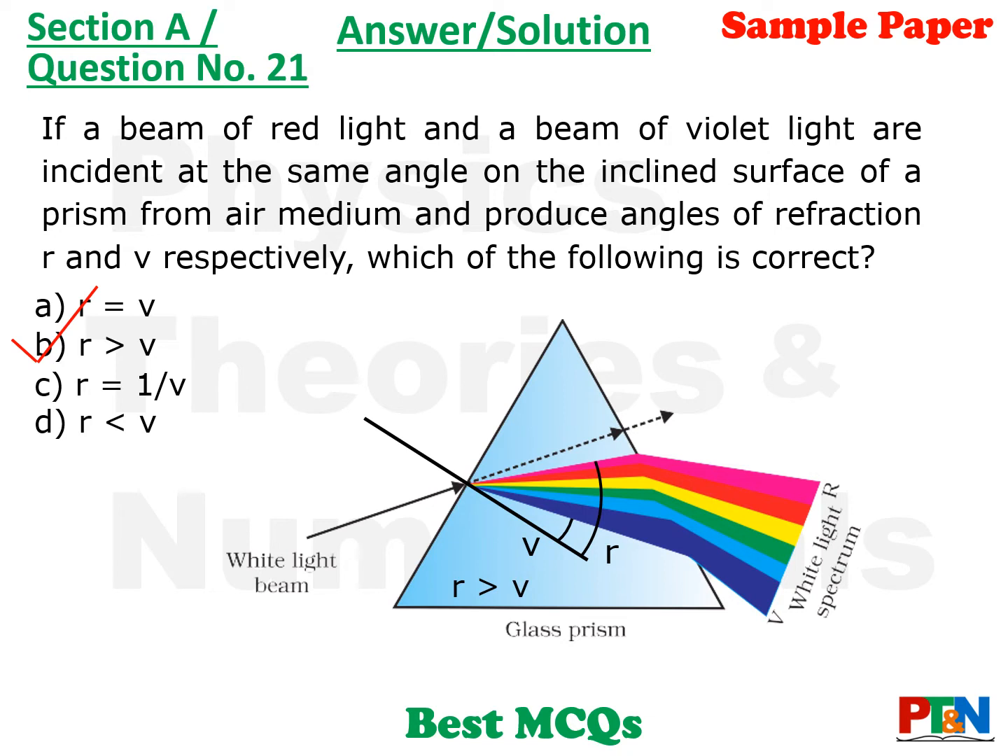I have given you the diagram from your NCERT book also. See, the refractive index of violet light is more, so it will get closer to the normal. So angle V will be less and angle R will be more, because the refractive index of red light is less, so it will bend less. That means the option is option B, that is R is greater than V.